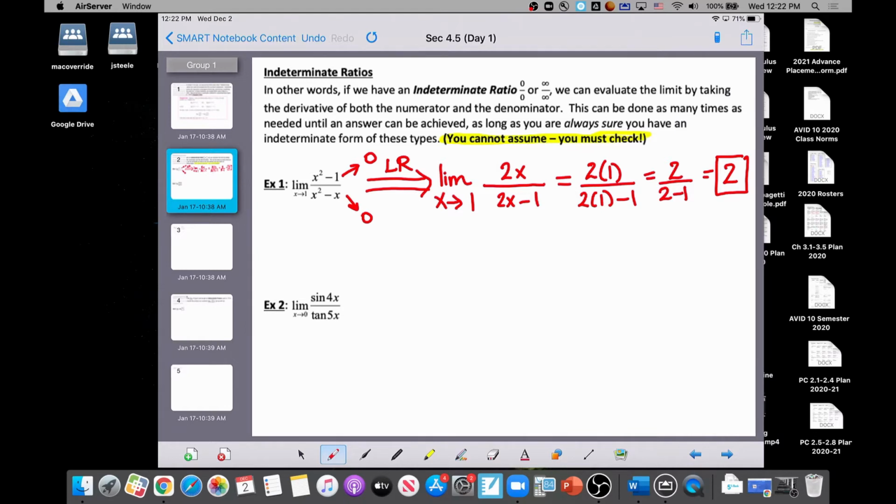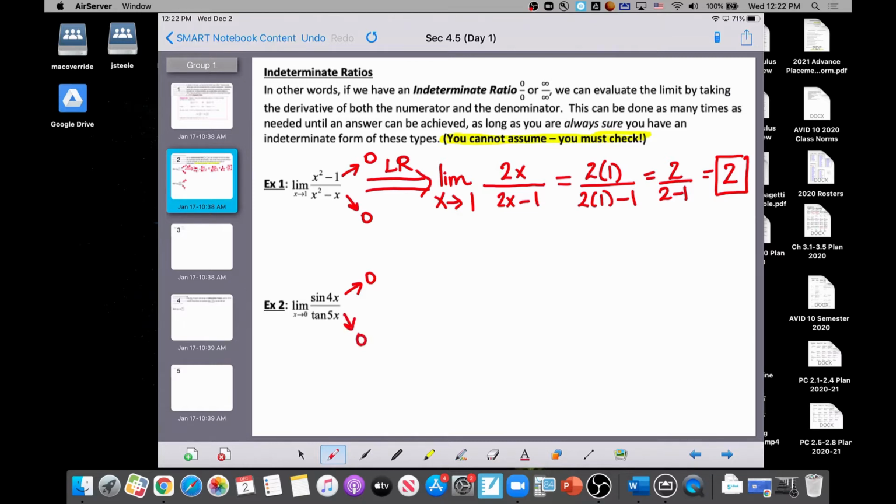All right, so now let's take a look at example 2. If we were to plug 0 in our numerator, 4 times 0 is 0, and the sine of 0, now think unit circle, 0 is the start of the unit circle. The sine value of the ordered pair is the y value. The ordered pair at the start of the unit circle is 1, 0, so sine of 0 is 0. So my numerator goes to 0. And remember that tangent is sine divided by cosine. So if sine is 0, then tangent is also going to be 0.